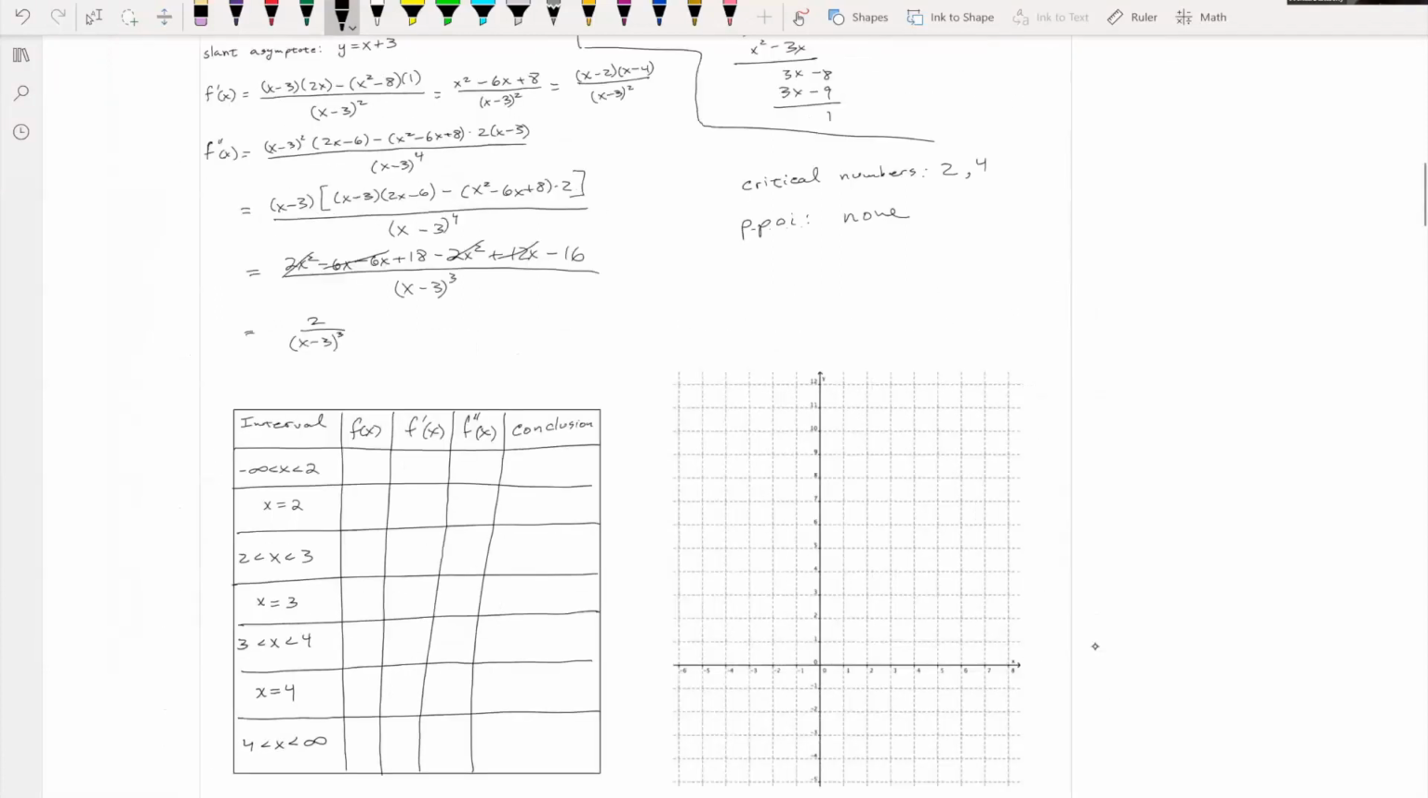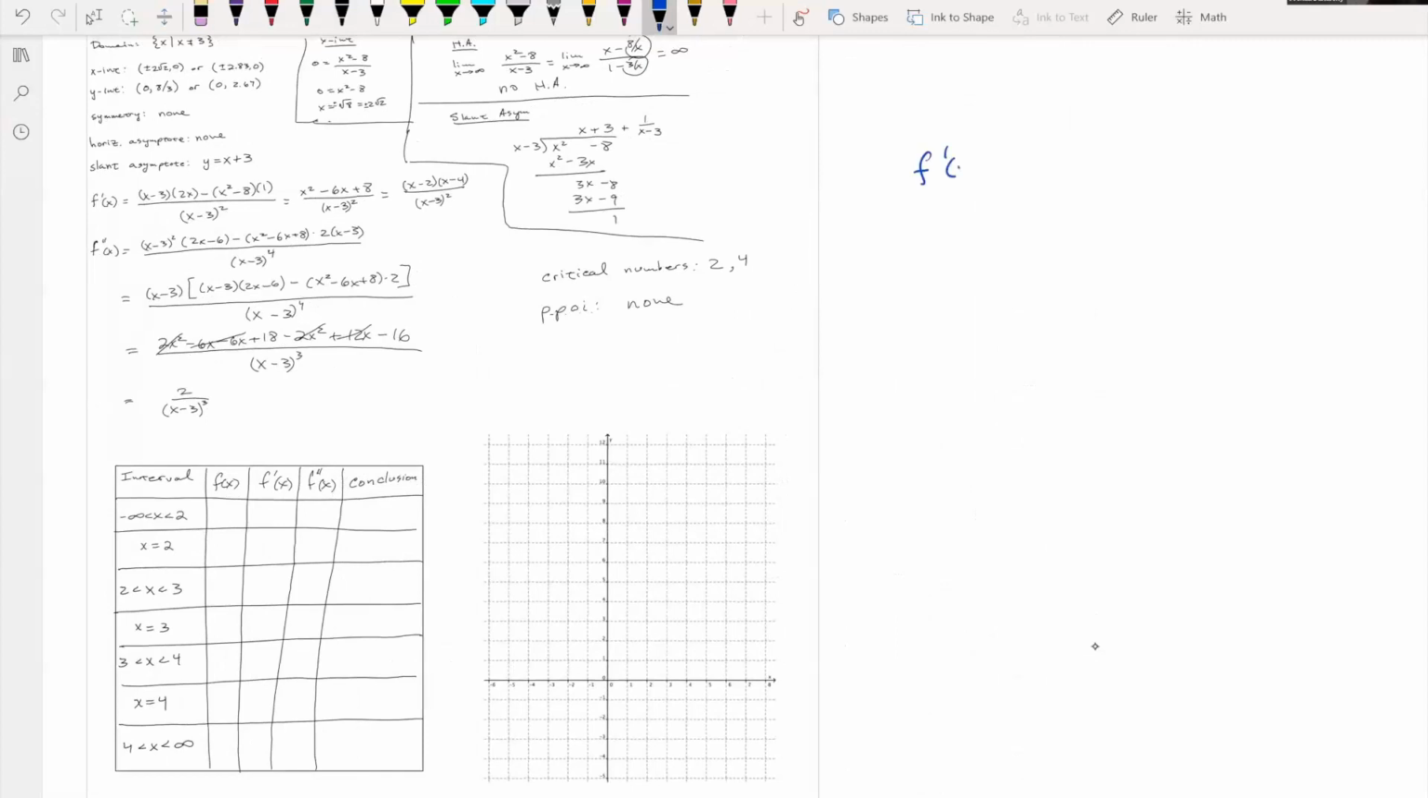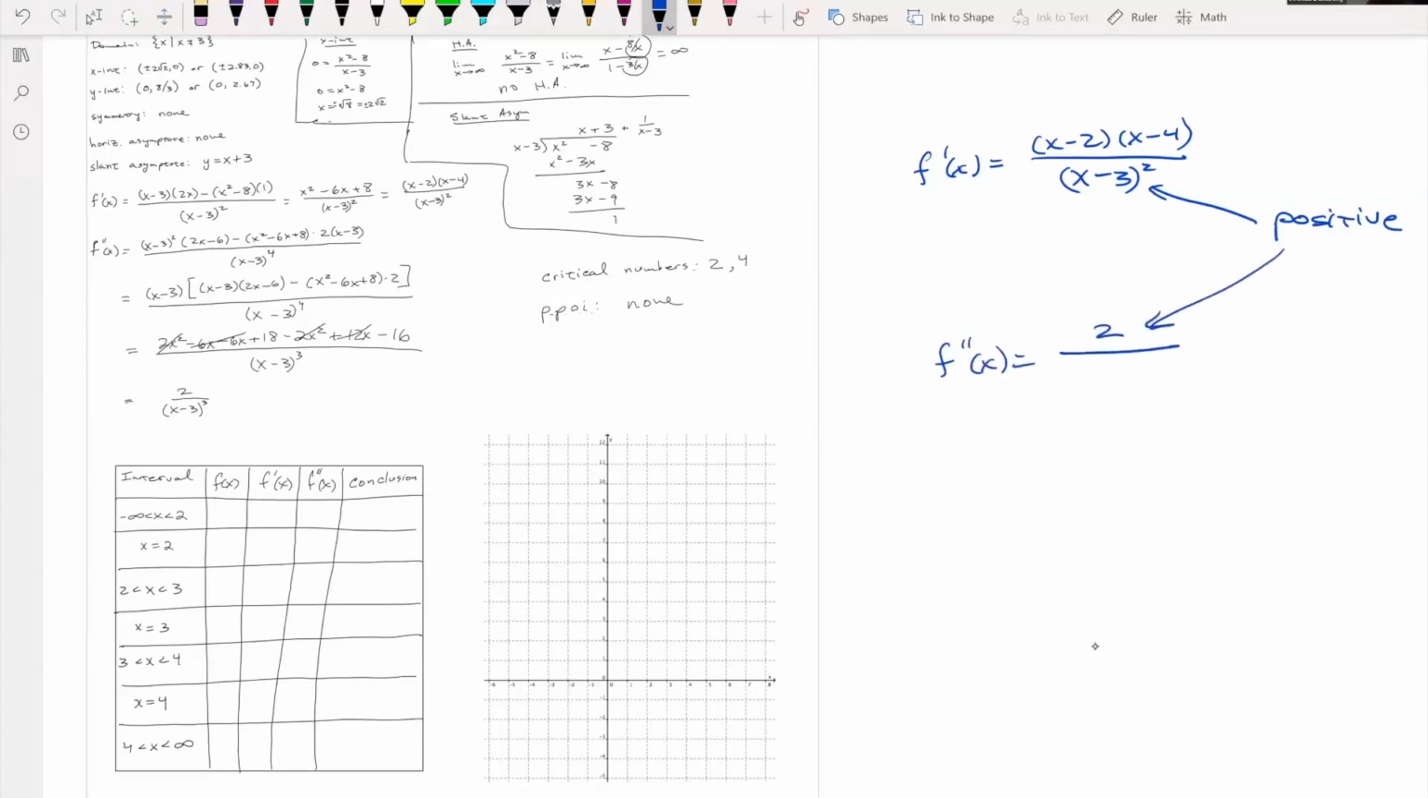So let's take a look at our two derivatives. Our first derivative is x minus 2 times x minus 4 over x minus 3 squared, which again, the bottom is always positive unless it's 0, which happens at the asymptote. So we're not going to worry about that. Otherwise, it's always positive. F double prime of x has a constant in the numerator, which is always positive. And so all we care about is the sign in the denominator. So that's kind of nice.